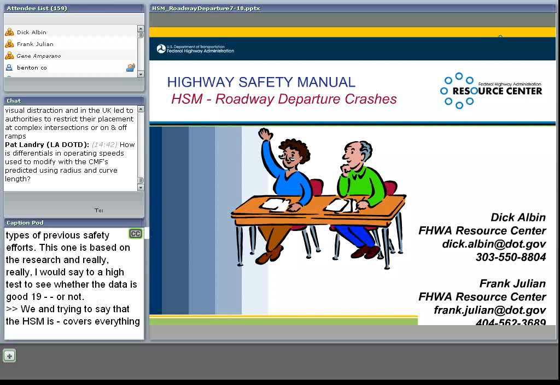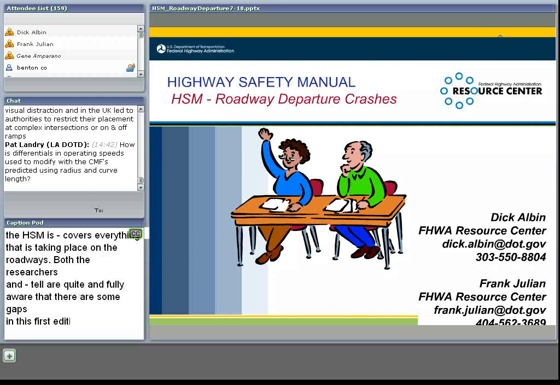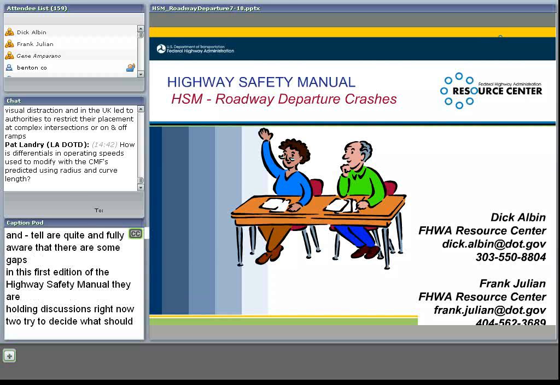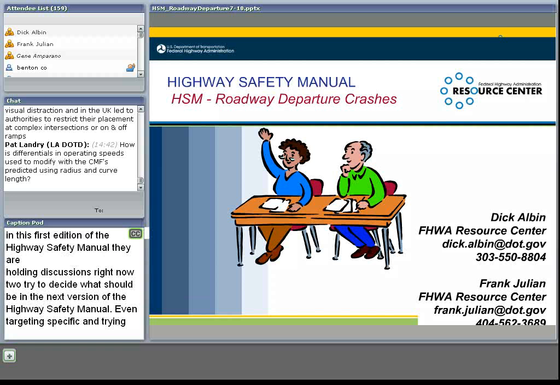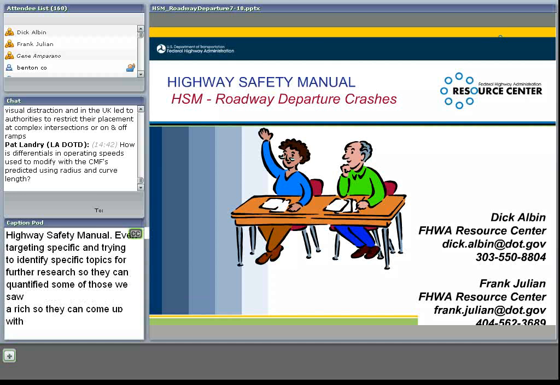Both the researchers and AASHTO are quite fully aware that there are some gaps in this first edition of the Highway Safety Manual, and they're holding discussions right now to try to decide what should be in the next version of the Highway Safety Manual. They're even targeting specific topics for further research so that they can quantify a measure for a particular safety effect of a particular safety countermeasure.